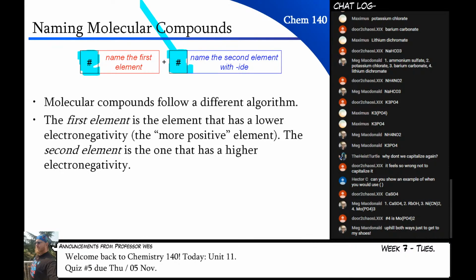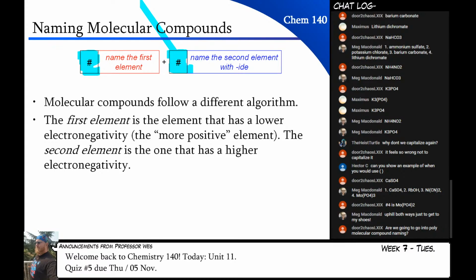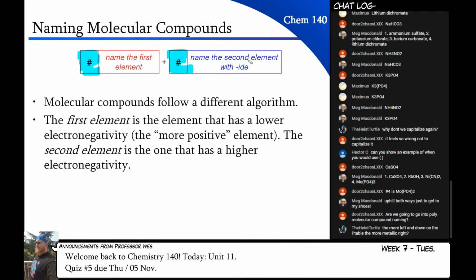But in any case, the first element that you use is always going to be named as is on the periodic table. The second element gets -ide on it just like it was an anion. It's not actually an anion because there's no charge. We're not going to go into polyatomic molecular compound naming. We're only going to name binary molecular compounds, because you can't have polyatomic ions in a covalent compound, because that would make it ionic.